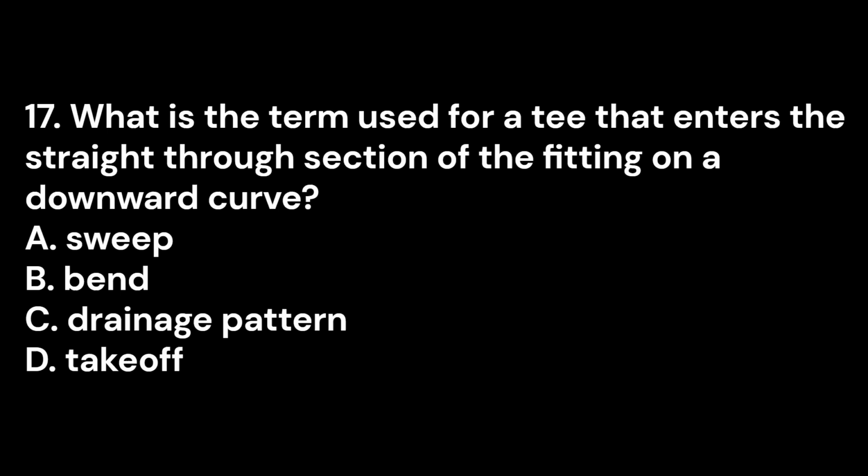Flanged joint. Number 17. What is the term used for a T that enters the straight-through section of the fitting on a downward curve? A. Sweep. B. Bend. C. Drainage pattern. D. Takeoff.